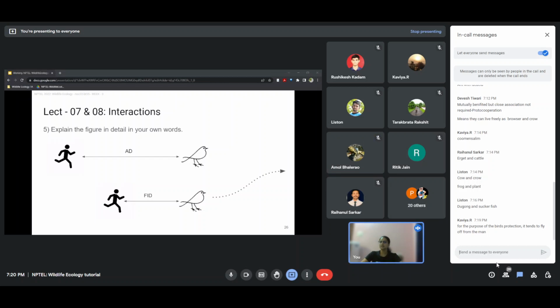Yes, it is a form of displacement, but I'm looking for the term. It's called FID. What is the full form of FID? Any idea? Any guesses? I think it was also briefly covered in the lecture as well.